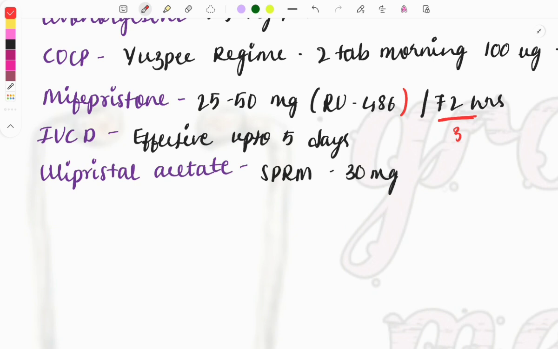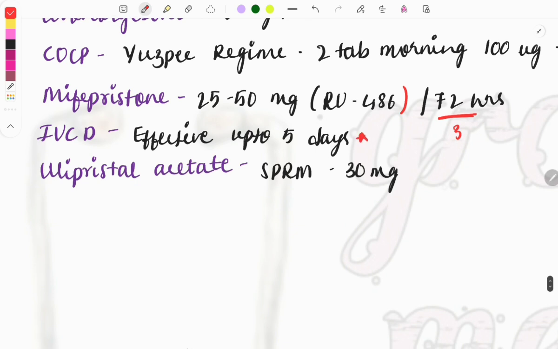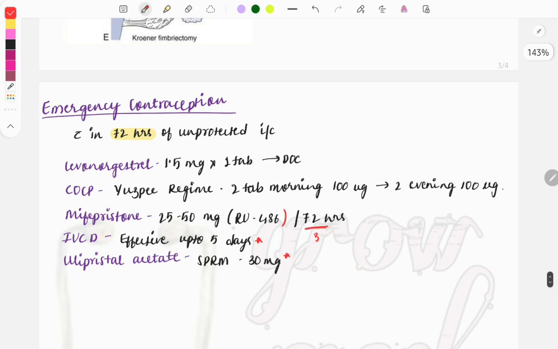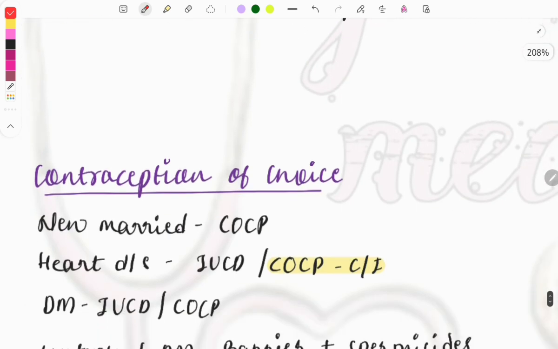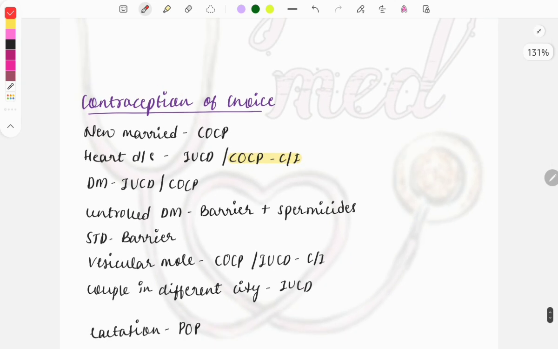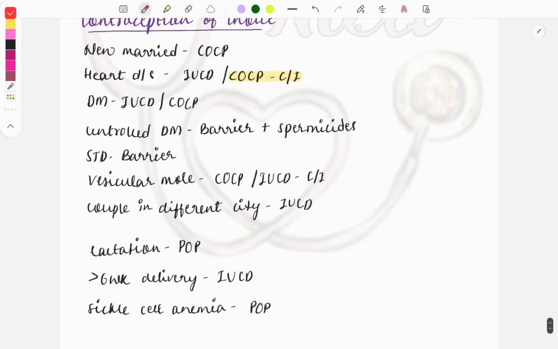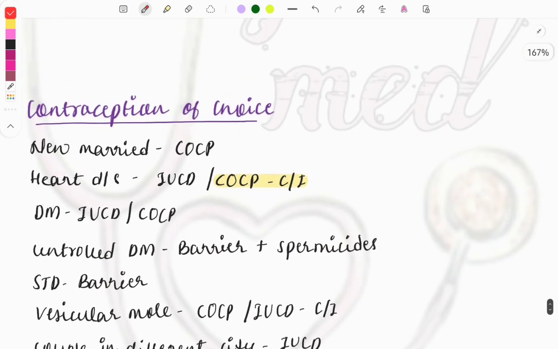Then IUDs are effective up to 5 days, and ulipristal acetate, it is a selective progesterone receptor modulator, and the dosage is 30 mg, one tablet. So these are the emergency contraception methods. This one is very important, and this IUD is very important. Okay. Then contraceptives of choice.